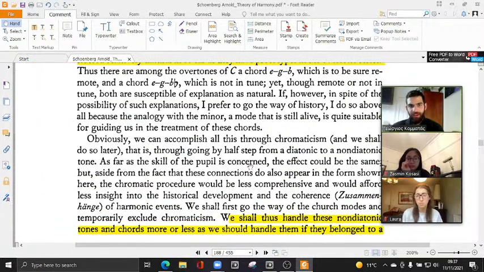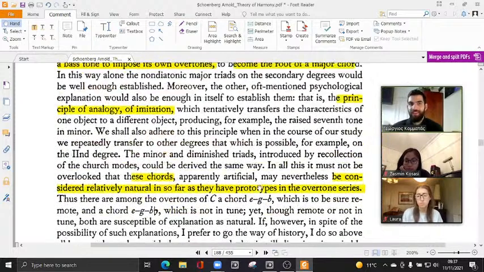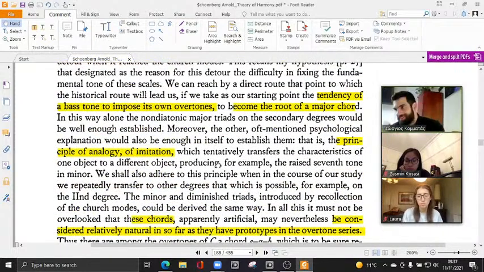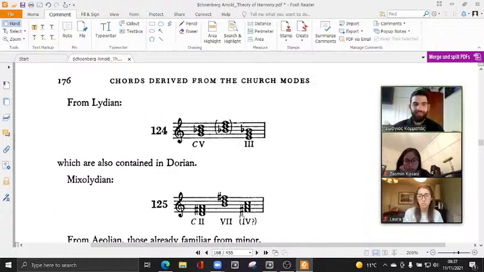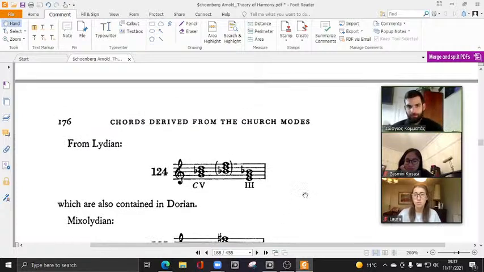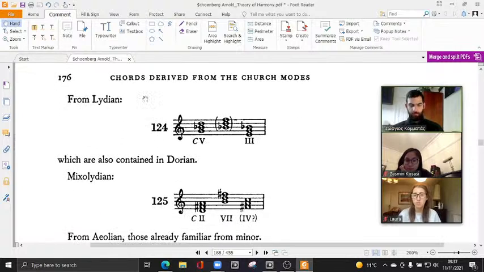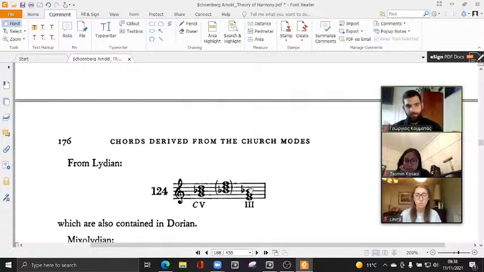Yeah. And the other ones have a tendency to raise their seventh, make it a leading note, etc. So they appear as dominants. Yes. Exactly. If you go a little bit further, exactly, very good, yes. From Lydian, G minor, B flat major, yes. E diminished, also B flat, which are also contained in Dorian because of the same notes, yes.